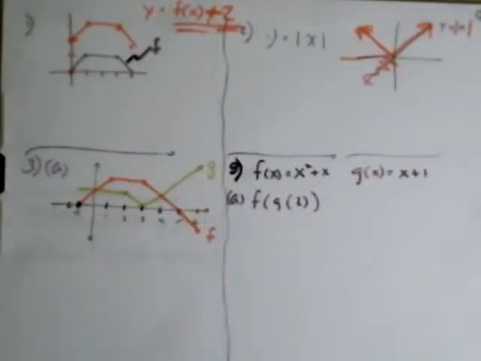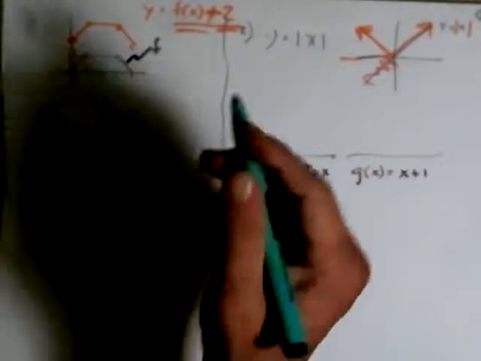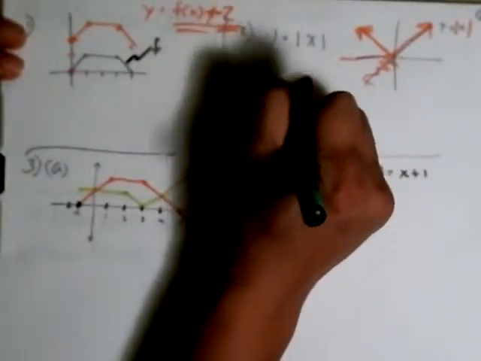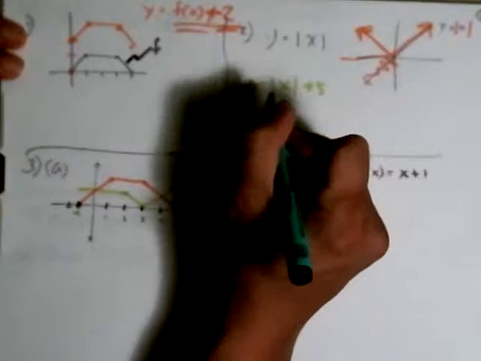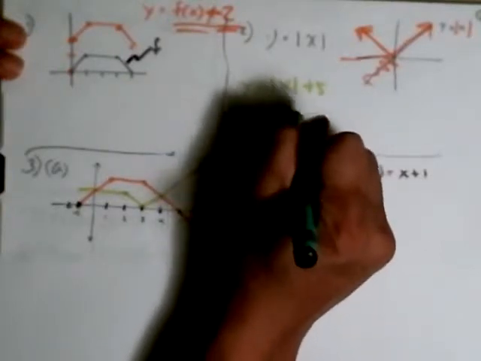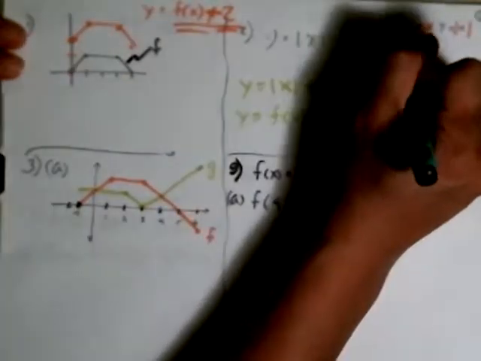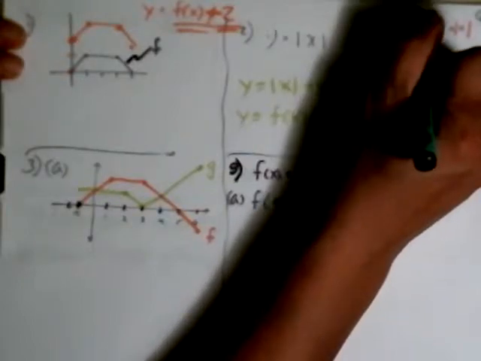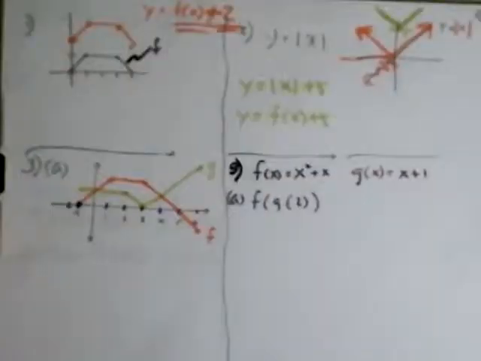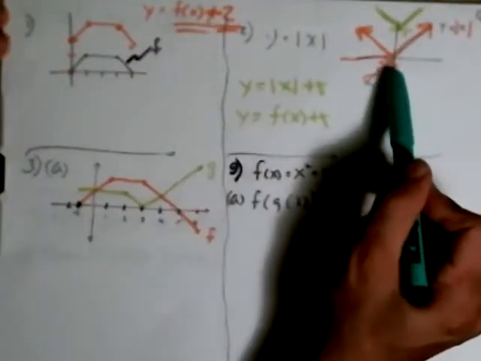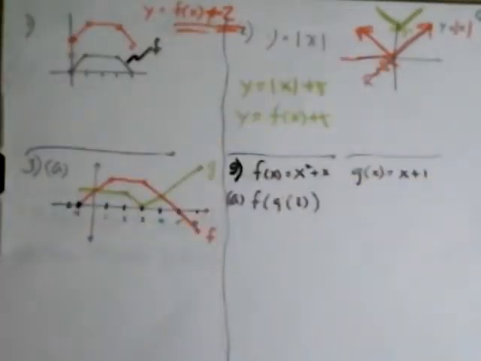Okay. So what happens when we graph a new function? Y equals absolute value of x plus 5. That's the same as y equals f of x plus 5. So it's going to go up 5 units, and it's going to look like this. And if it's minus 4, then it's going to go down 4 units, a vertical shift of 4 units down.